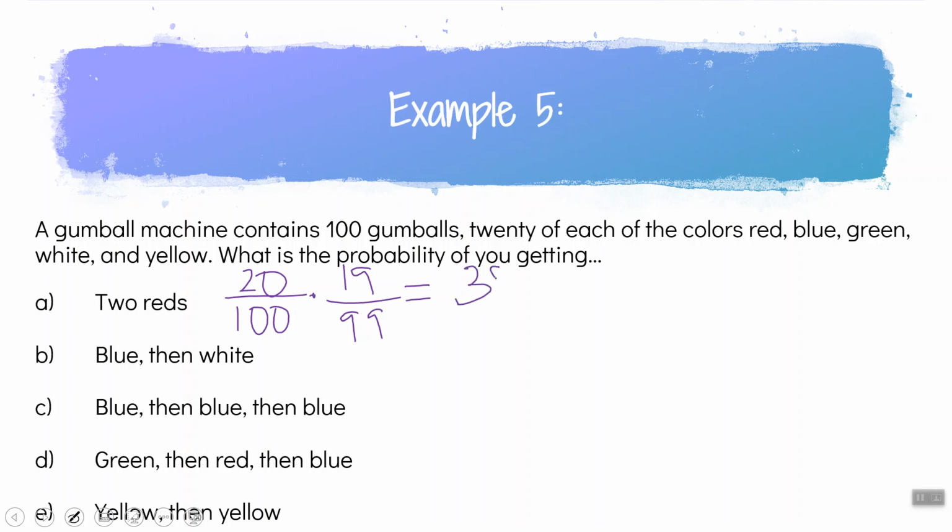So that gets you 380 out of 9,900, which is about 3.8%. Sorry, it came out wrong at first.